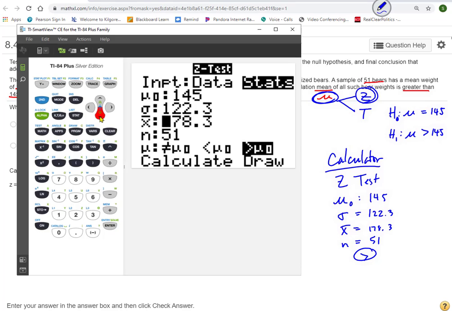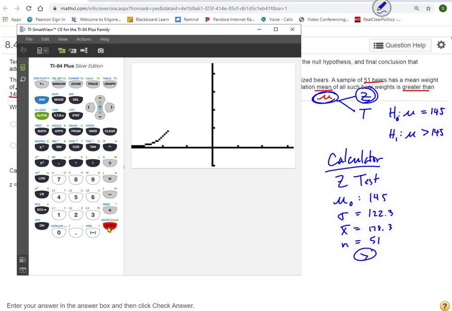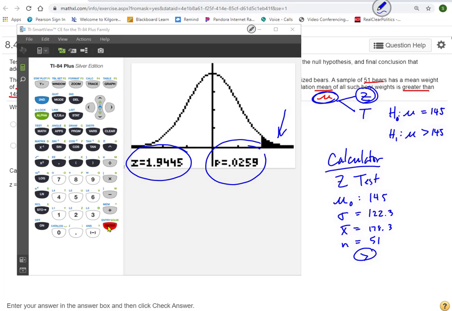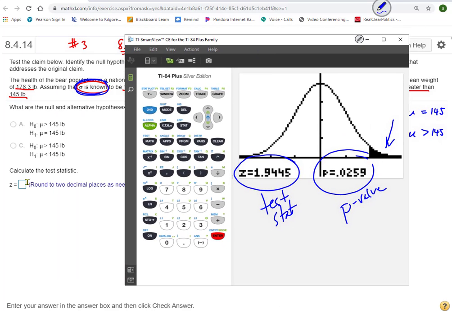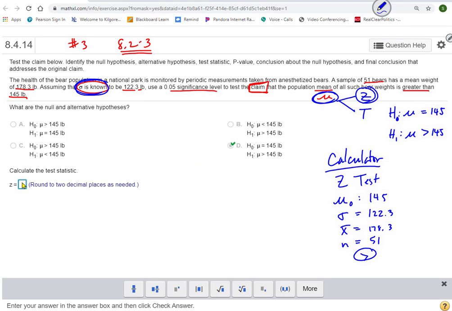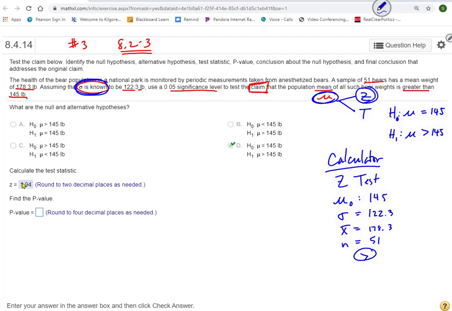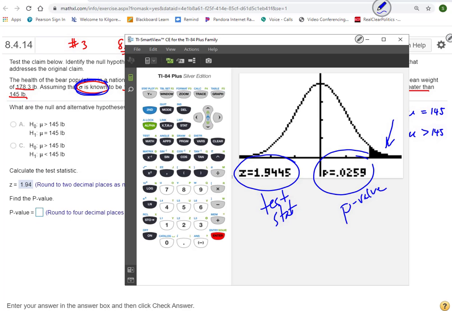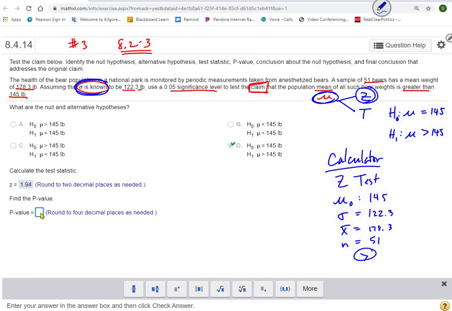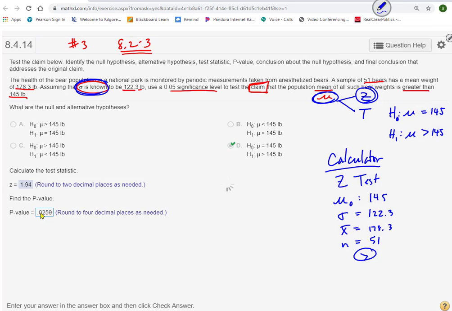Now that all your data is there, when you come down, I always recommend that you hit draw. I know the videos may have said calculate, but I like draw because sometimes it shades it in, but it gives you the exact two things you want. There's the test statistic. It's going to be either a Z-score or a T-score, and our p-value is also there on the side. So we go back here, 2 decimal places for the Z-score, so that was 1.94, and the p-value also on the screen was 0.0259. Usually it's all 4 places.